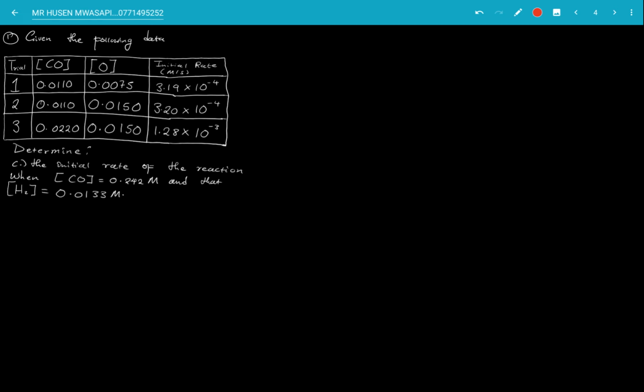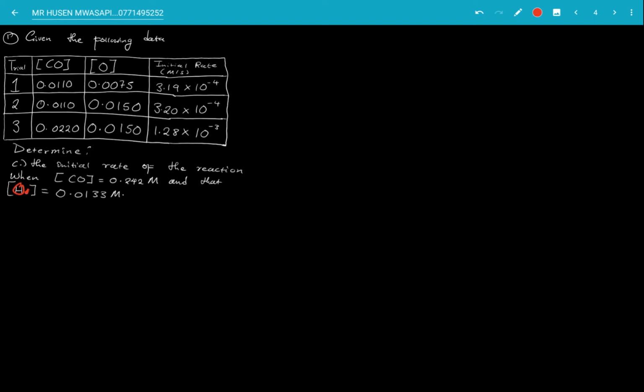Okay, so they're saying, determine the initial rate of the reaction when the concentration of carbon monoxide is that and the concentration of oxygen is that. Okay, it's supposed to be oxygen and not hydrogen, so let's erase that. What we're going to do is quite simple. Other than graphical means, the initial rate can be calculated by using the rate law. Provided that the initial concentrations are given, you can still find the initial rate of a reaction.